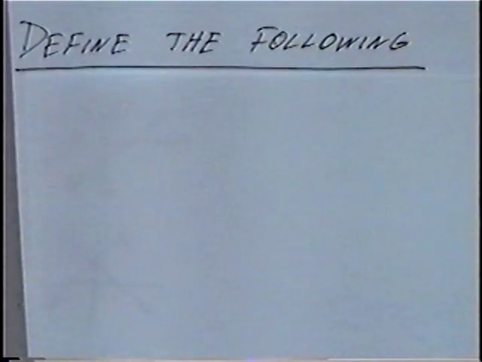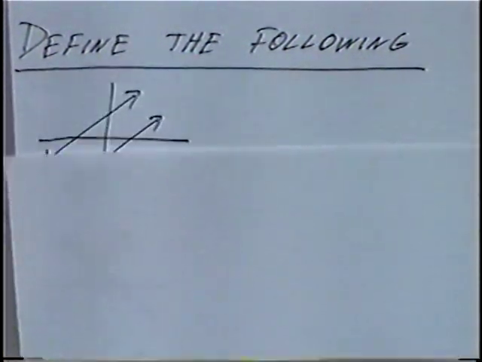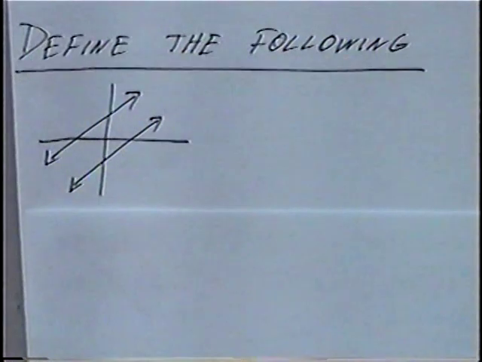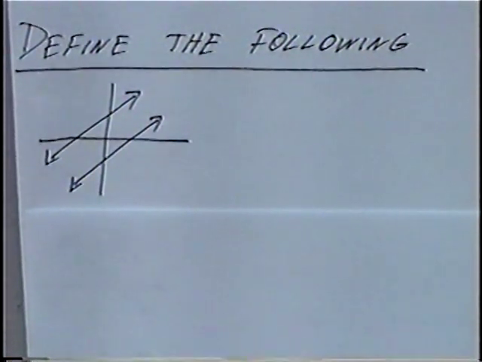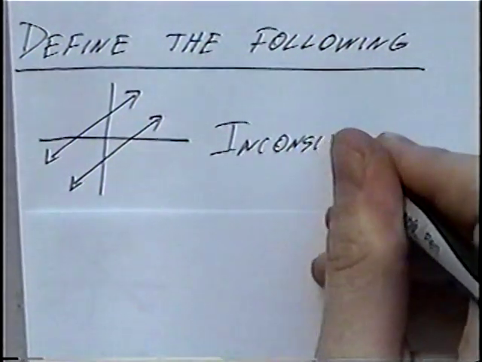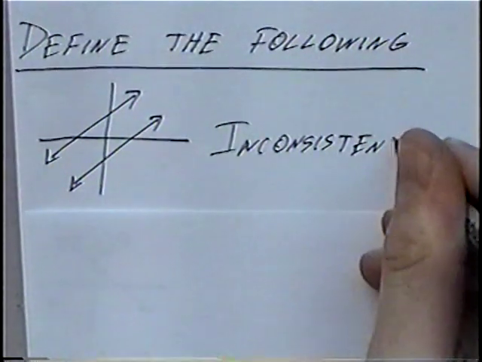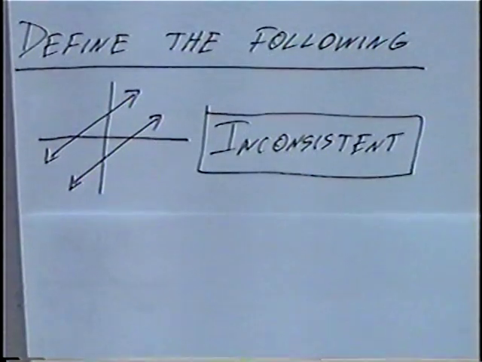Title of the first section is Define the Following. We'll use the definitions that we just did to define two lines that are on a graph. The first graph is two lines that go side by side, or parallel lines. Since they're parallel, they're two lines that do not cross, so the definition would be inconsistent. Inconsistent, again, are two parallel lines.